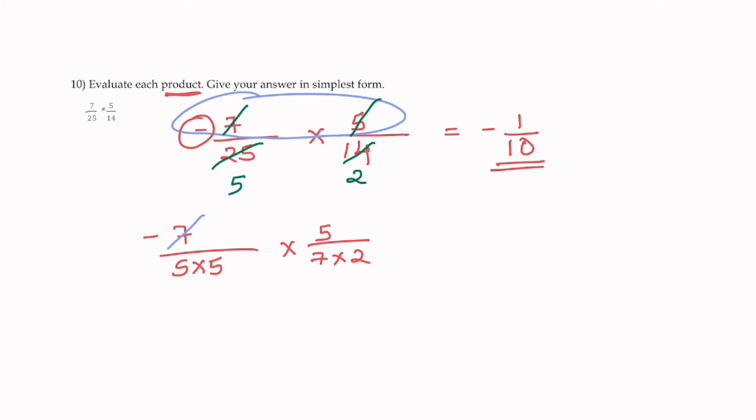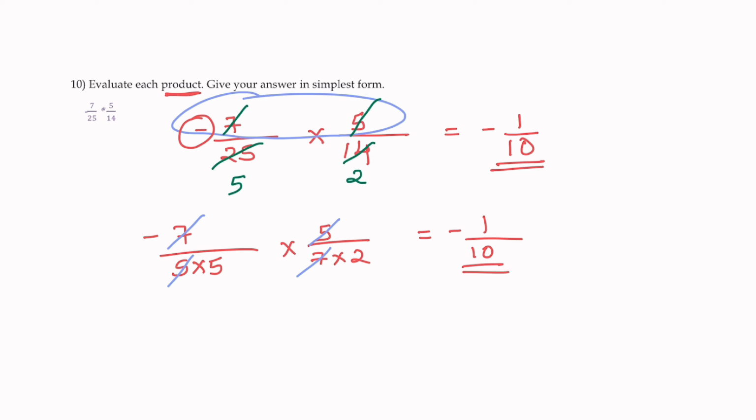So 1 7 in the numerator, 1 7 in the denominator, 1 5 in the numerator, 1 5 in the denominator. And what are we left with in the numerator? Nothing. When it's nothing, we write 1, okay? And this is 5 times 2, 10.